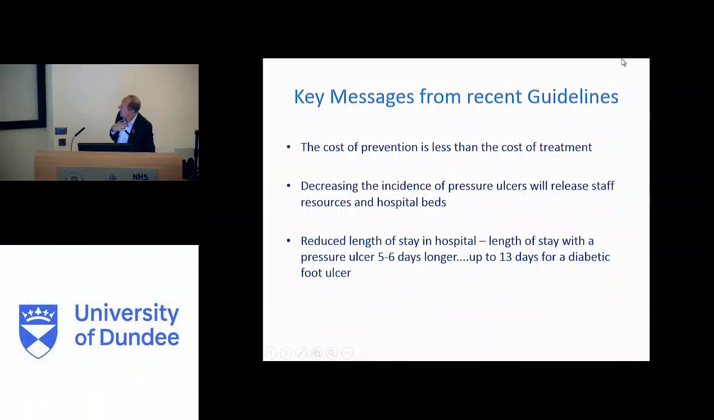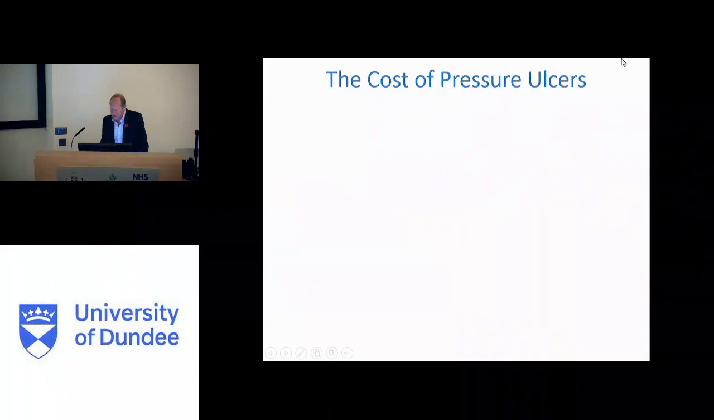The length of stay of somebody with a pressure ulcer or pressure damage tends to be about 5 or 6 days longer than somebody without, but that goes up to about 13 days for somebody with a diabetic foot ulcer. They are in hospital for about 13 days longer than somebody without a diabetic foot ulcer. So it's a massive, massive resource issue.